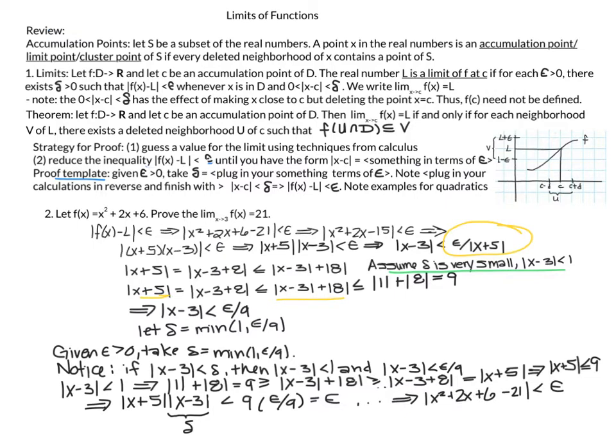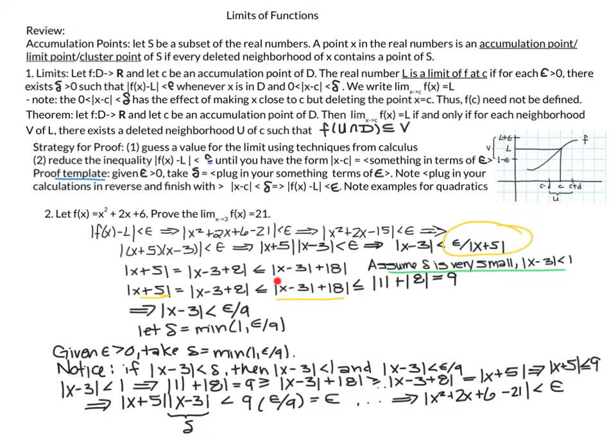So this problem was a little more complicated, which is why I have a note for quadratics. The reason it was complicated is because when we solved for |x - c| in terms of epsilon, we still had this x term here, x plus 5. So what we did is we wrote x plus 5 in terms of x minus 3 plus whatever else we needed to add to it.